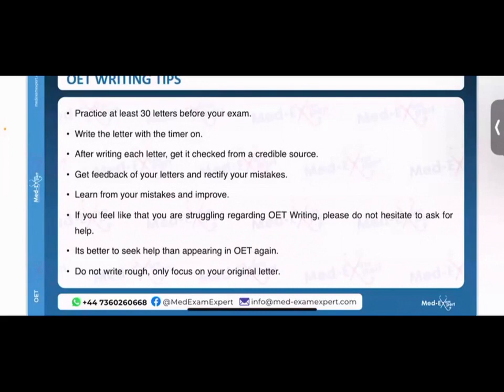Write the letter with the timer on. This is a very beautiful piece of advice for all of you, because this will prepare you for the time management in the real exam.